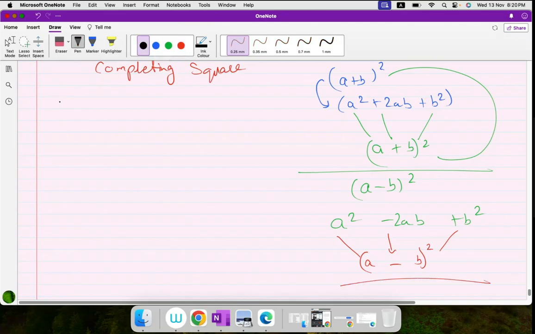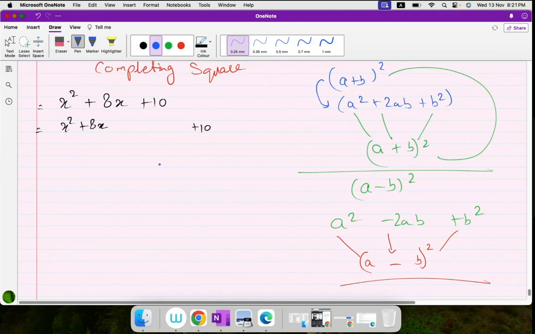So how do we do that? We achieve this. For example, we have an expression x square plus 8x plus 10. So we'll do x square plus 8x, give some space and write plus 10. Now there are two different types. Sometimes you will have the coefficient of x square as 1. Sometimes you will have it other than 1. So the first step is to make the coefficient of x square as 1. We'll do that by taking out common.